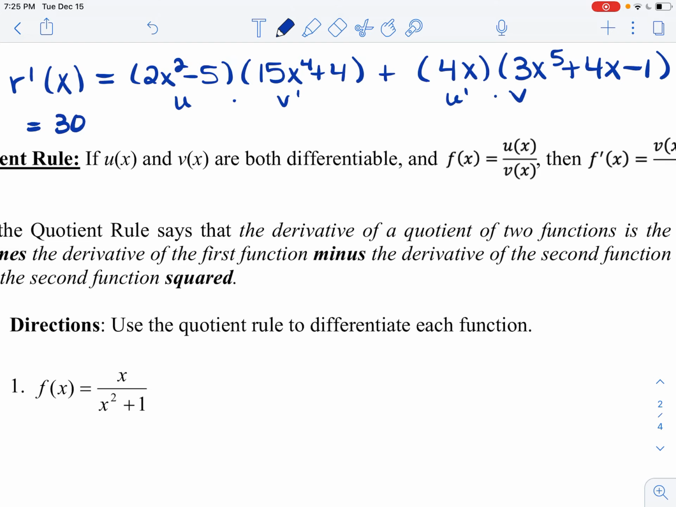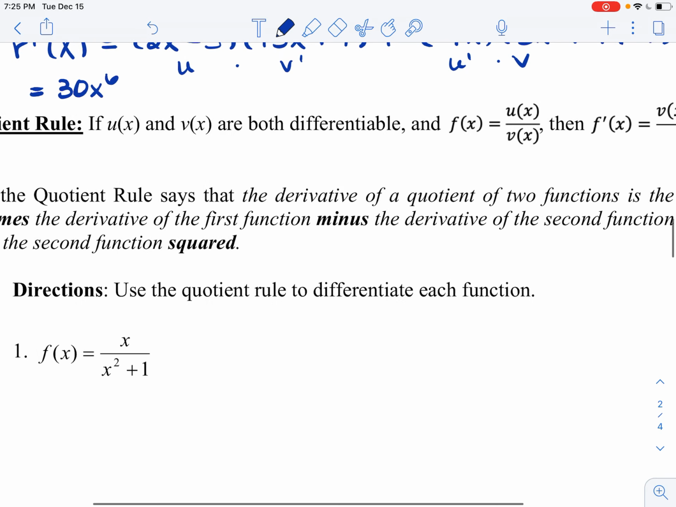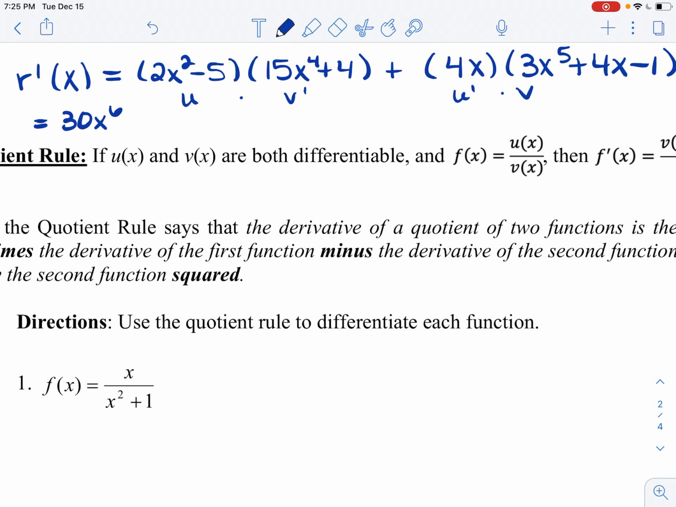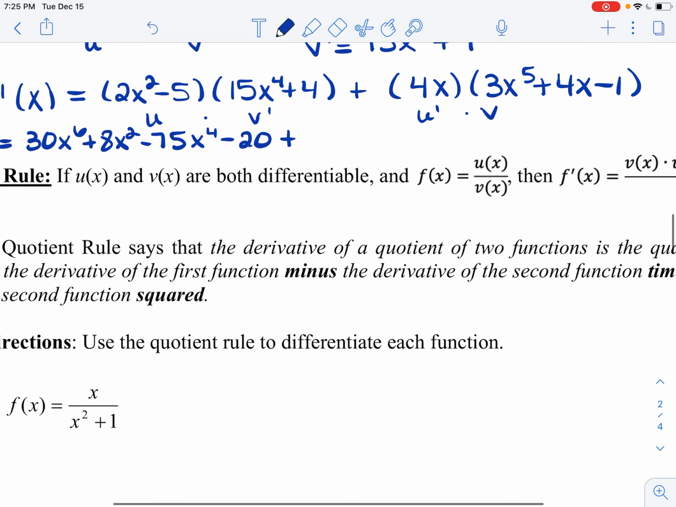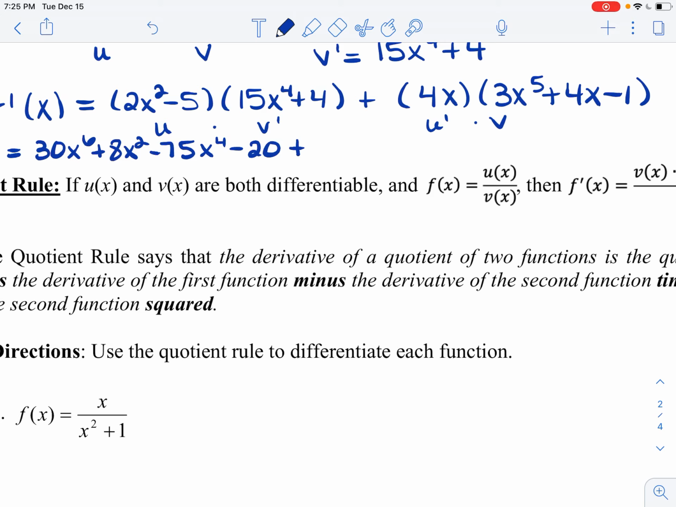So we get 30, 2 times 15, x to the 6th, since we have x squared times x to the 4th. Then 2x squared times 4 would be 8x squared. Minus 5 times 15x to the 4th would be minus 75x to the 4th. Minus 5 times positive 4 would be minus 20. Now we're going to add to that the product of 4x and 3x to the 5th plus 4x minus 1. So let's distribute the 4x. We get 12x to the 6th plus 16x squared minus 4x. Okay, so we are done distributing.